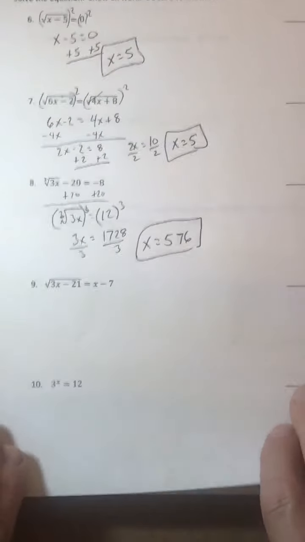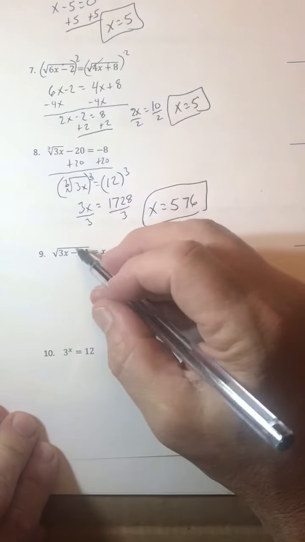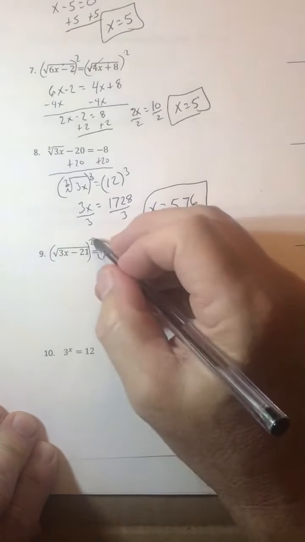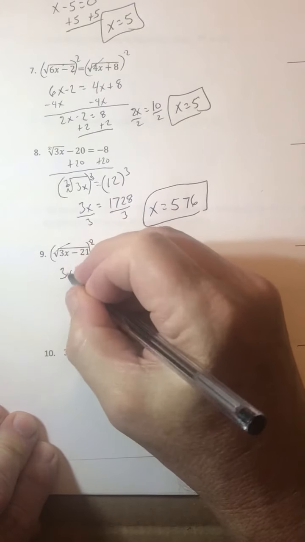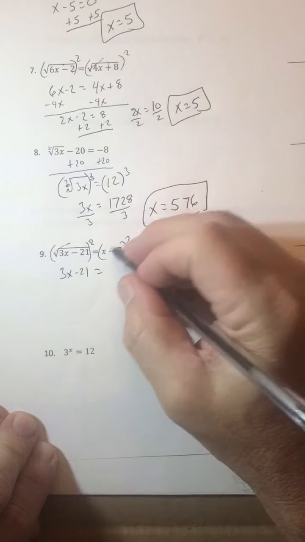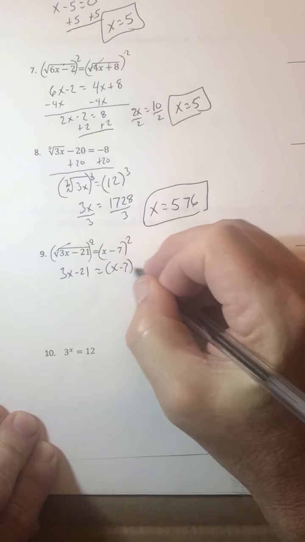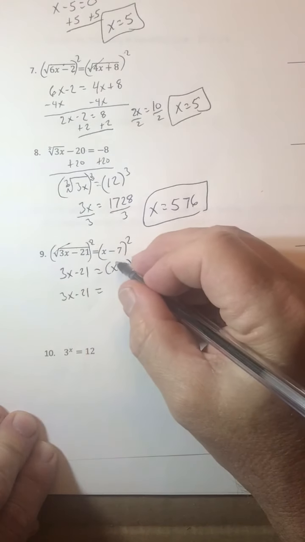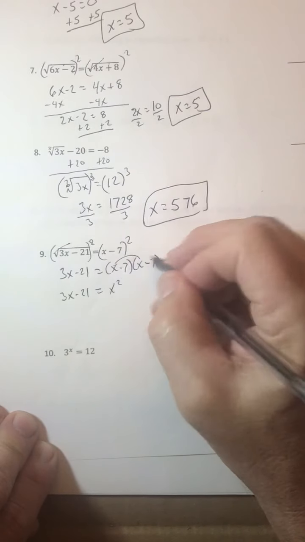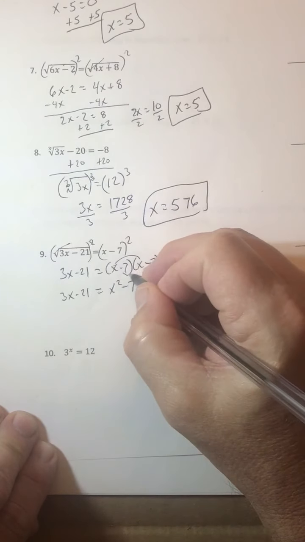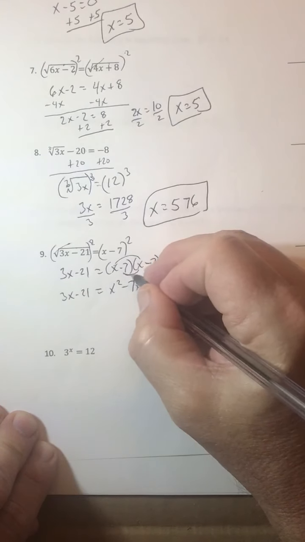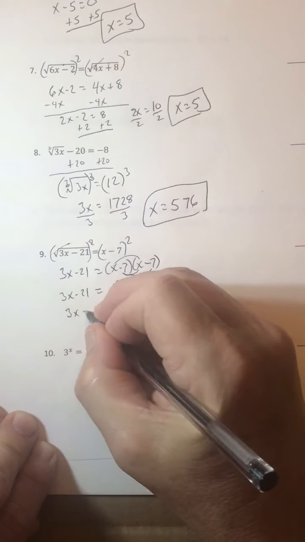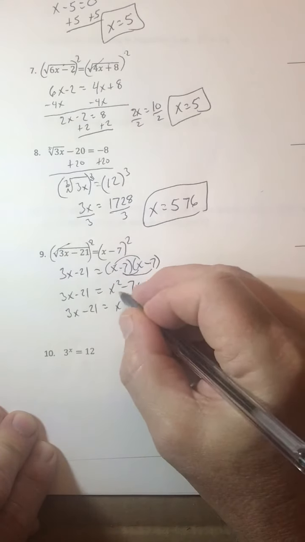All right, then number 9. We got a square root we have to get rid of, so we got to square this side and square this side. The square and the square root cancel out, leaves us with 3x minus 21 equals. This we have to FOIL out, so we got x minus 7 times x minus 7. So I'll bring down my 3x minus 21. So x times x gives us x squared. X times negative 7, negative 7x. Negative 7 times x, negative 7x. Negative 7 times negative 7, positive 49. So we got 3x minus 21 equals x squared. Combine our like terms.